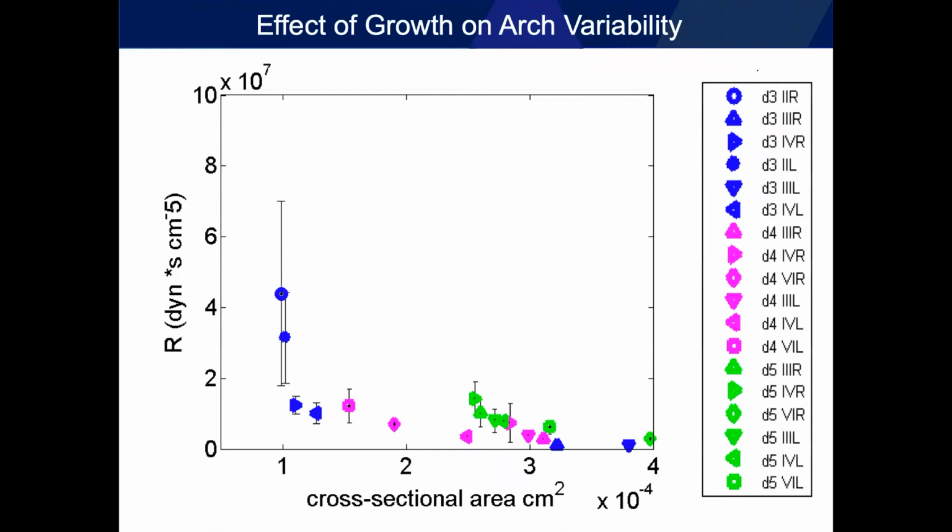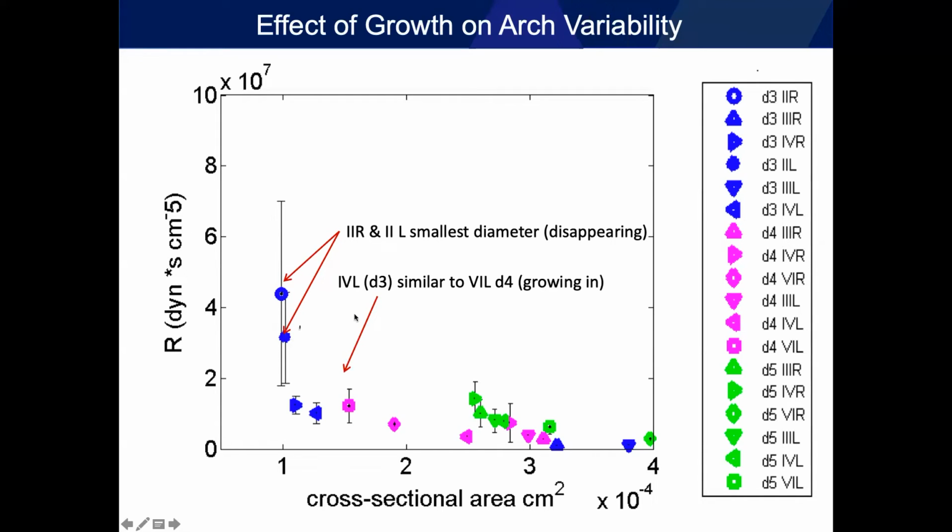These resistance area plots are another way that you can really understand the functionality of the arches. Here we can see that the smallest disappearing ones, 2 right and left for HH18, had the highest resistance, which makes sense. Then we see that 4th left for day 3 is similar to 6th left. Those are both growing in, so they had a similar trend here. We can also see other trends, such as the increase of resistance of established arches, which are also at a similar level.